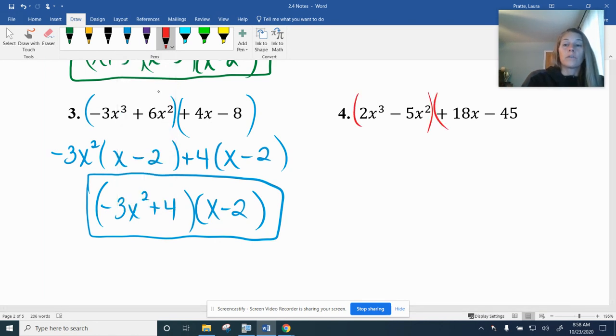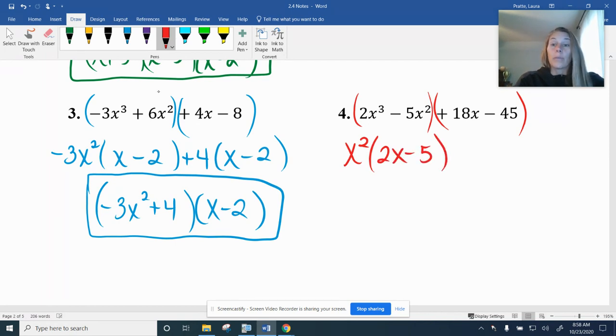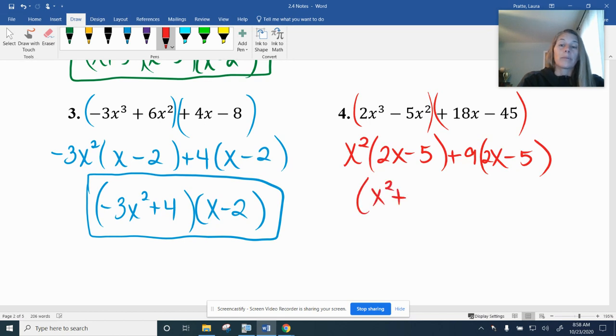So the first two terms are going to be grouped. The second two terms are going to be grouped. So the first two terms, my GCF is x squared. I'm left with 2x minus 5. In my second group, my GCF is positive 9, and I'm left with 2x minus 5. So I have x squared plus 9 and 2x minus 5 as my two factors.